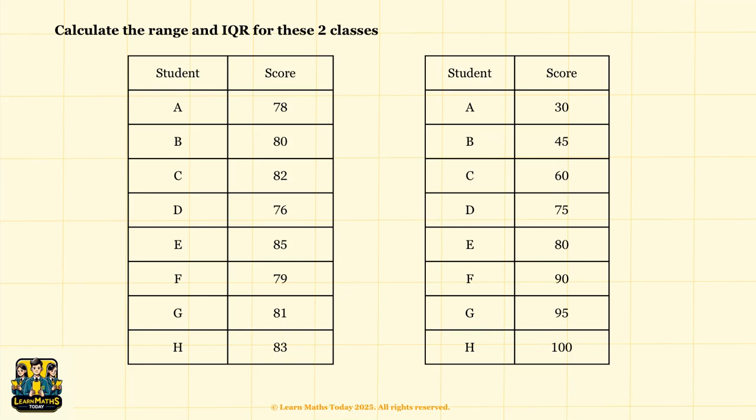Hi, before we move on to the next topic, I'll let you do a practice by calculating the range and interquartile range for these two classes of students with the below test scores. As you can see, the first set of test scores is much higher and ranges from about 76 to 83. And then the second set of students has a much wider range of test scores, all the way from 30 to 100. Let's calculate the range and the IQR for these test scores, and then we can compare the results.